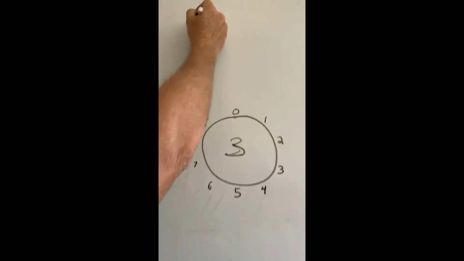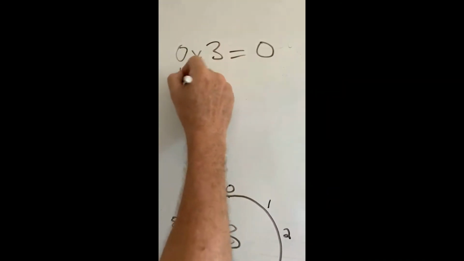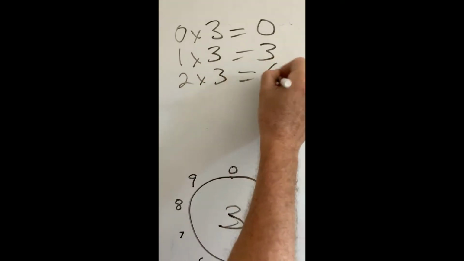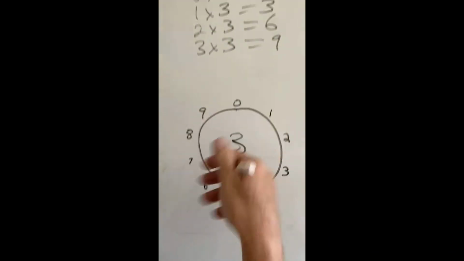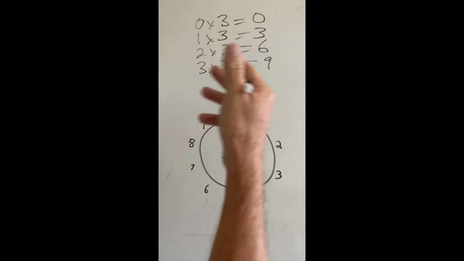So let's do it up here. 0 times 3 equals 0. 1 times 3 equals 3. 2 times 3 equals 6. 3 times 3 equals 9. Simple, simple, simple, right? Everything seems simple so far, and I'm going quickly with this because it is very easy.